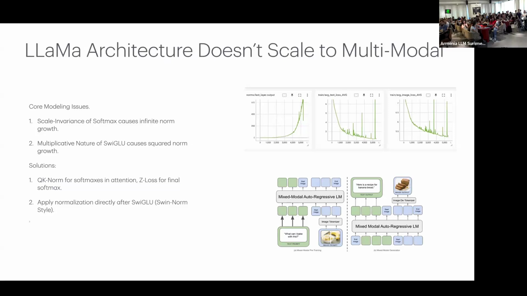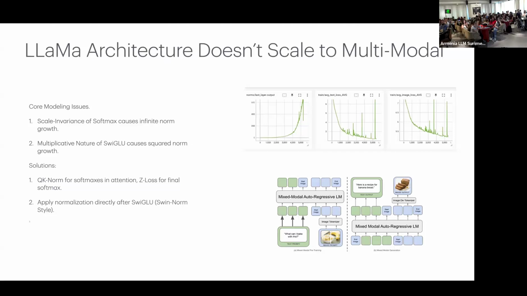You can see the norm graph on the left where you train, and it just completely explodes. Actually, I think here it explodes up to 600, which is also the BF16 limit of stability.